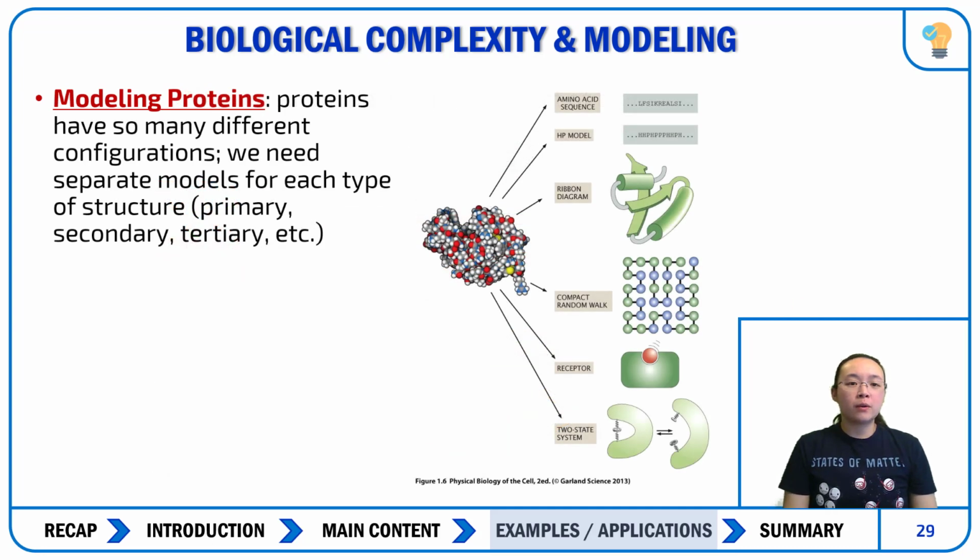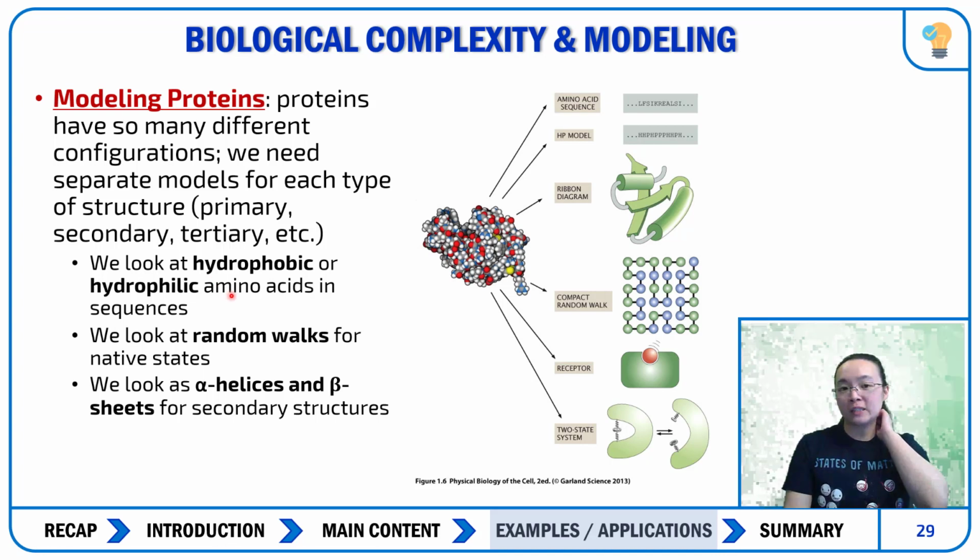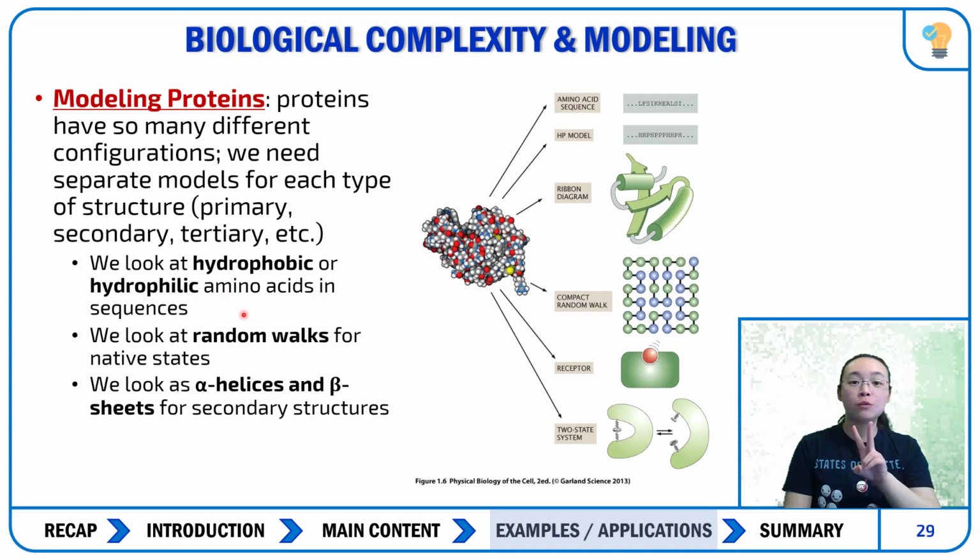After that, you have modeling proteins. We can model proteins in different ways. We can model it through an amino acid sequence. You can model it through an HP model, and primarily we'll be using the HP model, which means we're looking at hydrophobic or hydrophilic amino acids and sequences. So we can just model it as two things to simplify it. We can look at random walks for native states, and we can also look at alpha helices and beta sheets for secondary structures.